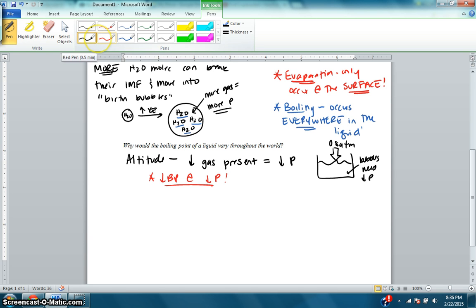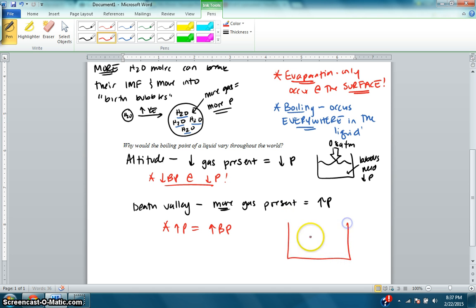Now let's think about something like Death Valley. In Death Valley, you've got more gas present because you're below sea level, which means you have a higher pressure in that area. So if I have a higher pressure in Death Valley, I'm going to have a higher boiling point, because I'm going to need even more energy to break my forces to get into those bubbles. Instead of 1 atmosphere, we might have 1.5 atmospheres pushing down on us.